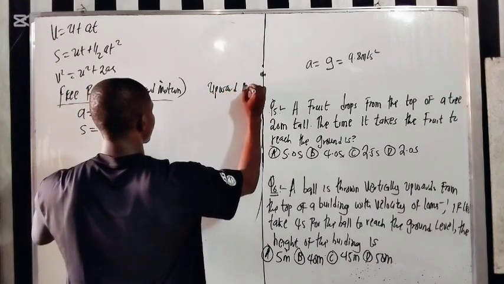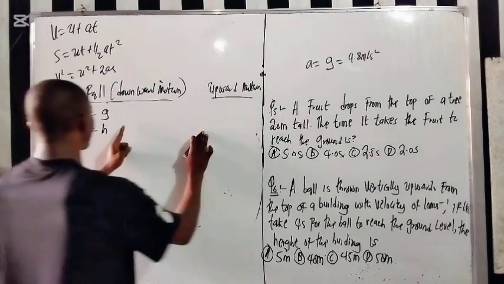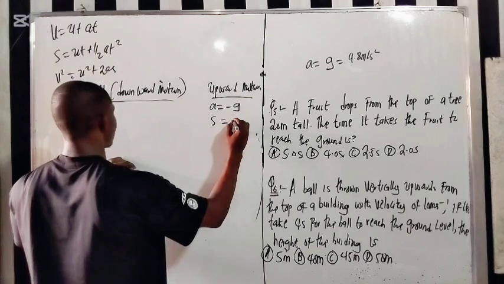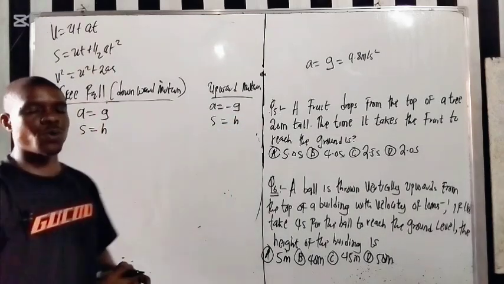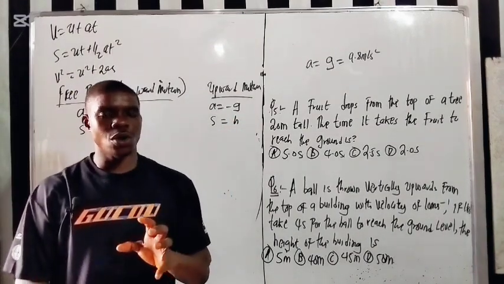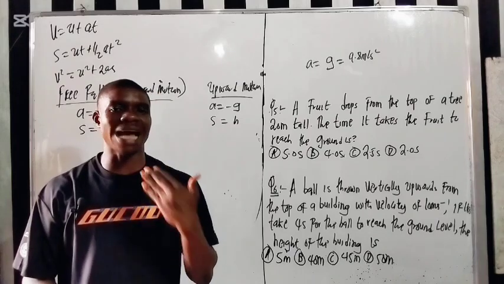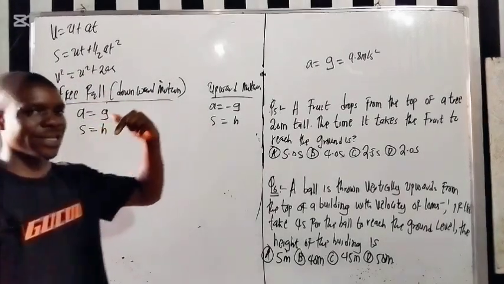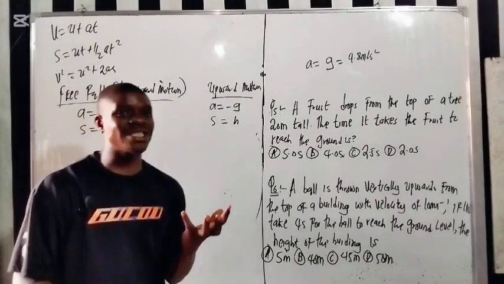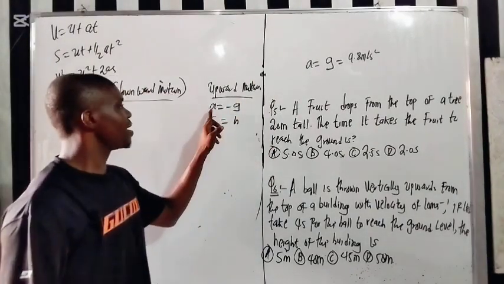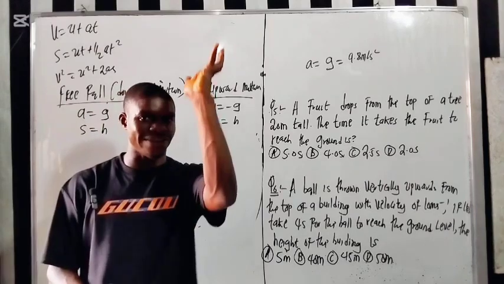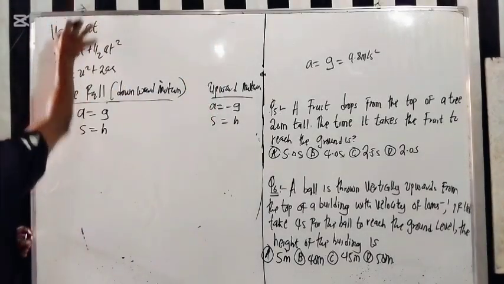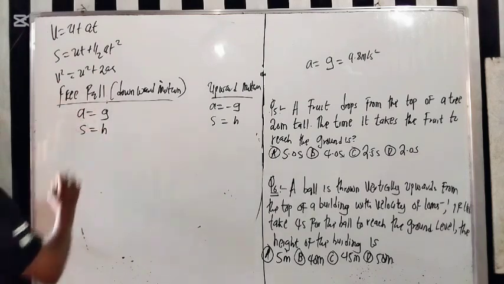At the same time, we also have upward motion. In the upward motion here, my a is equal to minus g. My s is equal to h. Do you understand? So when I talk about motion under gravity, you need to ask yourself, is it downward motion or upward motion? If it's downward motion, then it's falling under the influence of gravity. If it's upward motion, that is opposing gravity. The reason why a is equal to minus g here is because it's opposing gravity. It's still going to be the same formula, but I'm going to change all this one here.